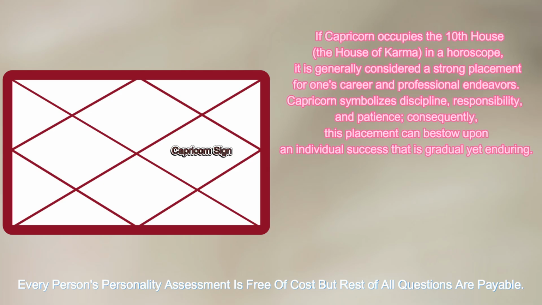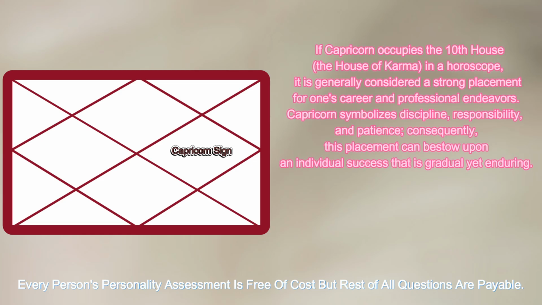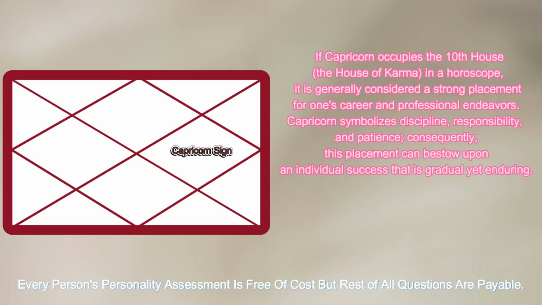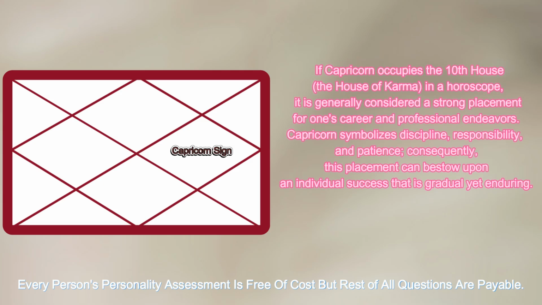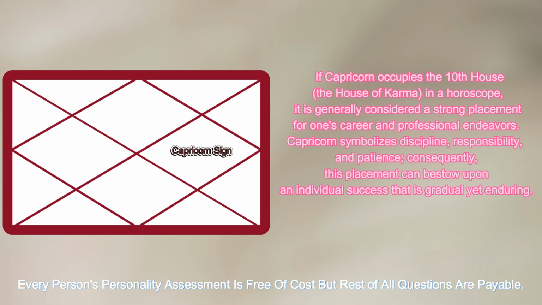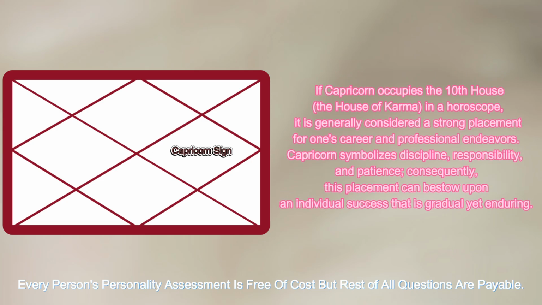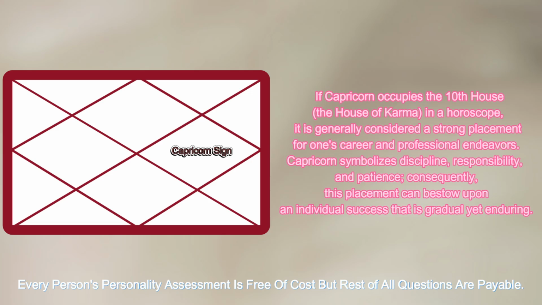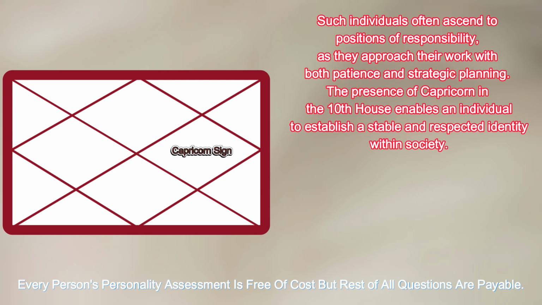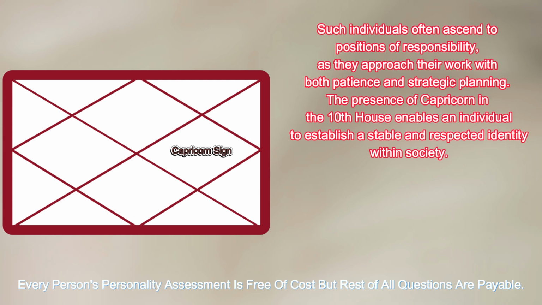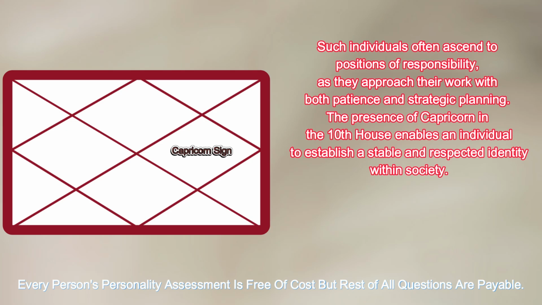If Capricorn occupies the 10th house, the house of karma, in a horoscope, it is generally considered a strong placement for one's career and professional endeavors. Capricorn symbolizes discipline, responsibility, and patience. Consequently, this placement can bestow upon an individual success that is gradual yet enduring. Such individuals often ascend to positions of responsibility, as they approach their work with both patience and strategic planning.